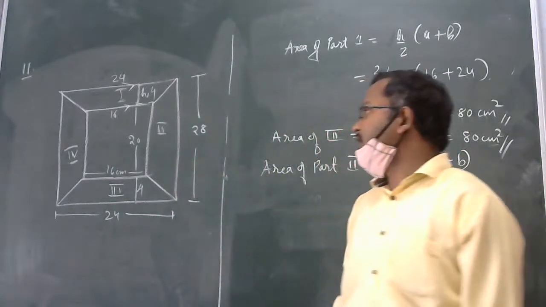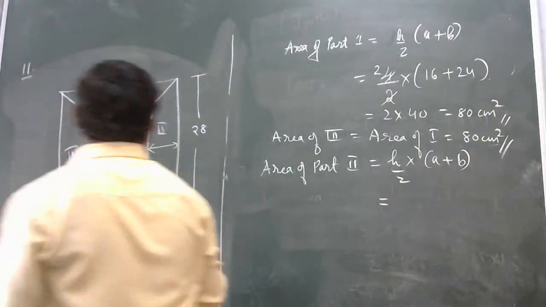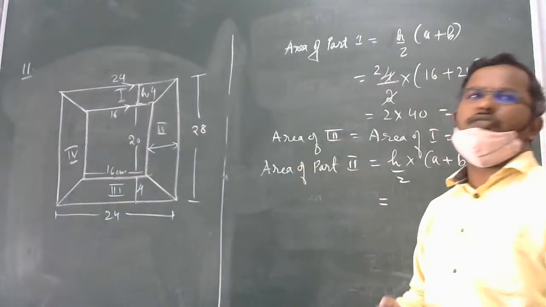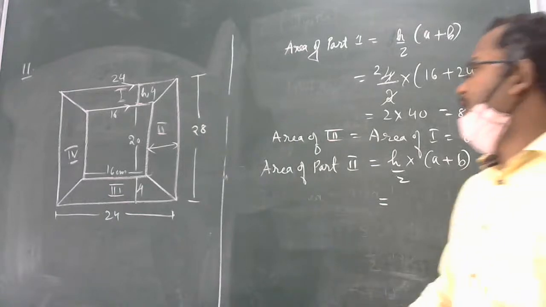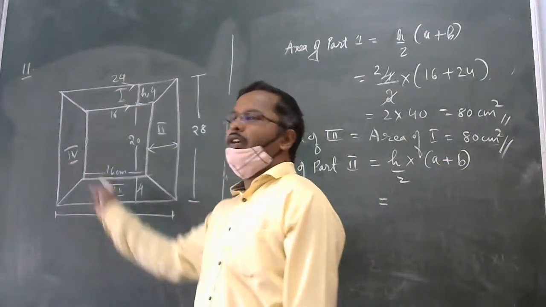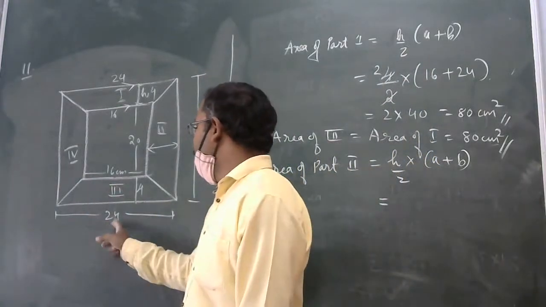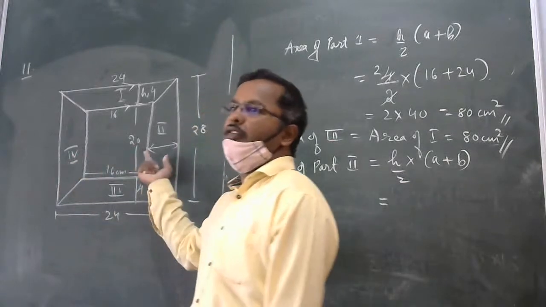So what is the width of this? This is your part 2. What is the height here? It is 4. In the question itself they are telling that the width is same. Everywhere it will be same, 4 only. Even if you are finding by this, 24 minus 16 will get 8, and here it will be 4 and here it will be 4.